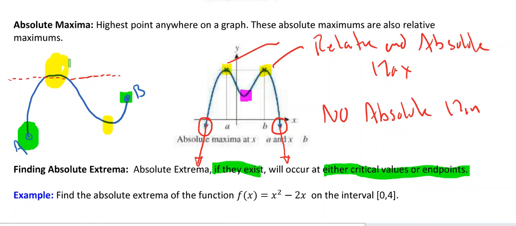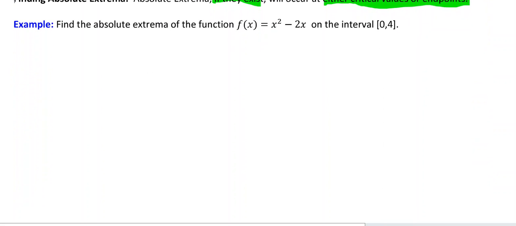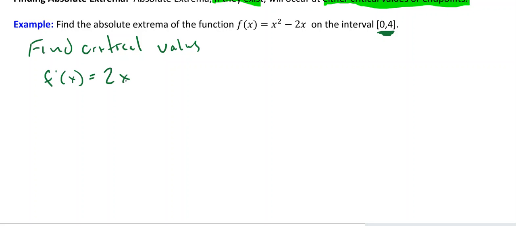The first example, find the absolute extrema of the function x squared minus 2x over the interval from 0 to 4. So the first thing we want to do is find the critical values. We already know what the endpoints are. The endpoints are 0 and 4. So we want to find the critical values. So that means finding the derivative. So that's going to be 2x minus 2. There's no place where the derivative is undefined, so we set it equal to 0, and we get x is equal to 1. So we have one critical value at x equals 1.